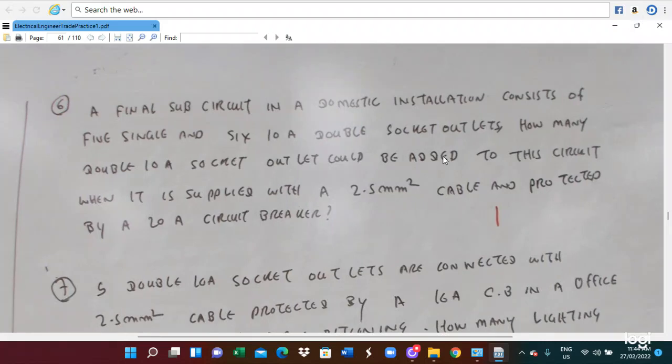A final circuit in a domestic installation consists of 5 single and 6 double 10 ampere socket outlets. How many double 10 ampere socket outlets could be added to the circuit when it is supplied with a 2.5 millimeter square cable and protected by a 20 ampere circuit breaker?